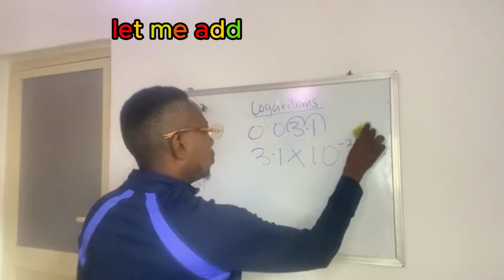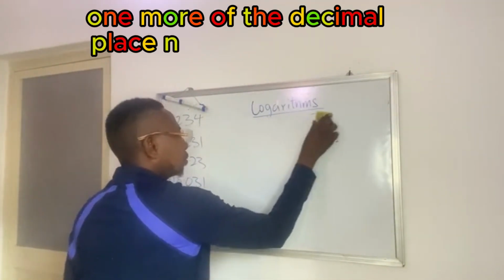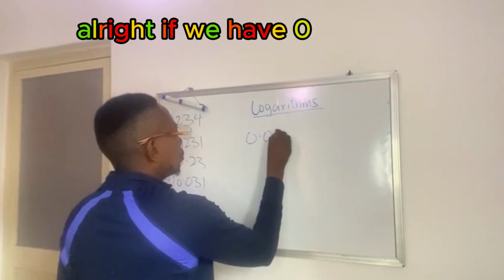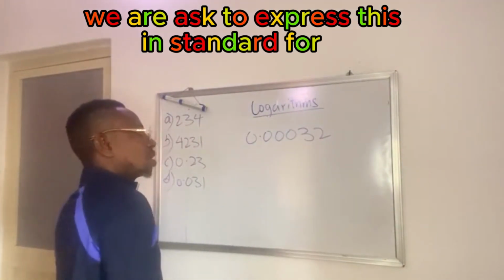Okay, let me add one more of the decimal place number problems. What about if we have 0.00032? We have to express it in standard form.